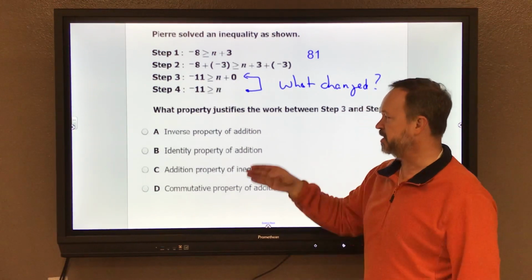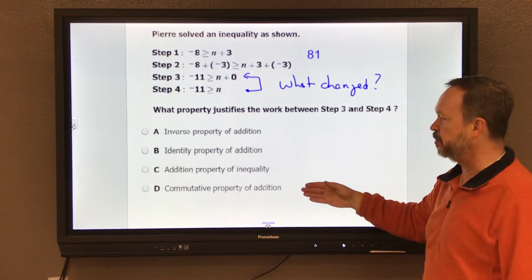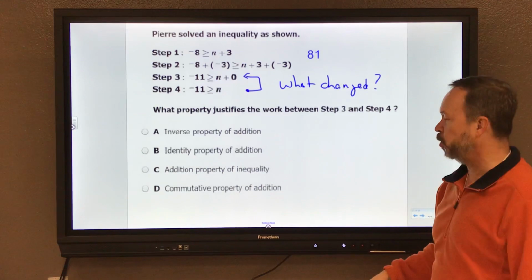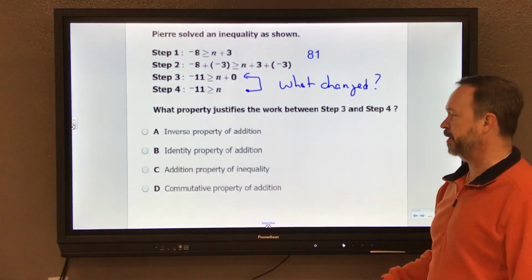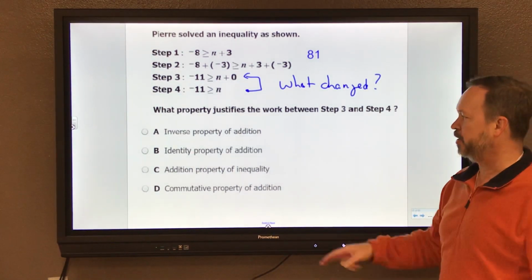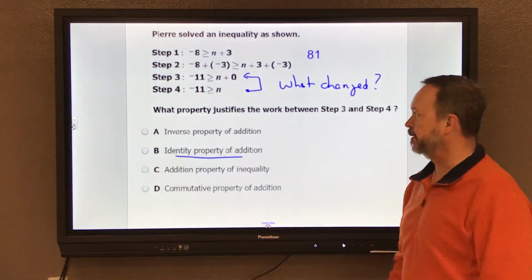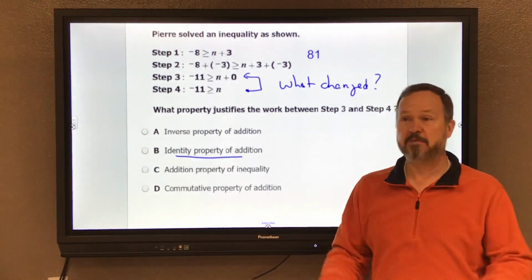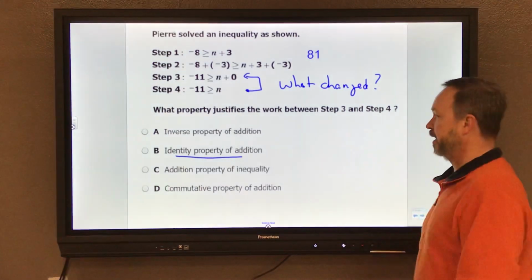So is that the inverse property? Is that the identity property? Is that the addition property of inequality, or is it the commutative property? Well, hopefully you realize it's the identity property, because you take a number and you add 0, you get the number. Yay.